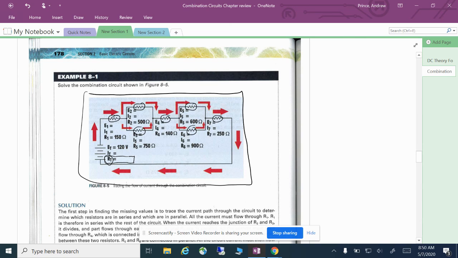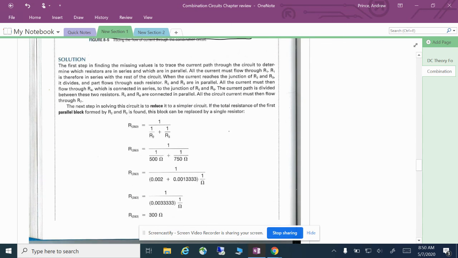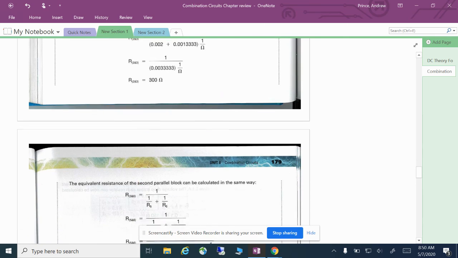If you feel like you've got a good handle on that, you can go ahead and start finding the values that we're missing in addition to that. And check in with us if you're still having trouble finding the resistance totals.